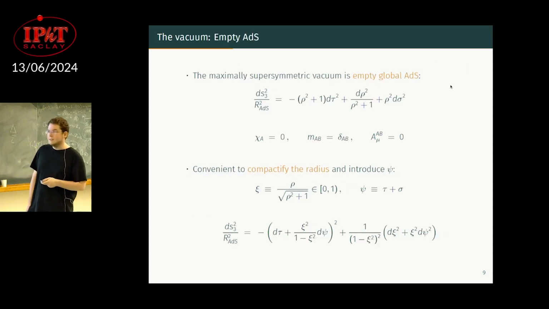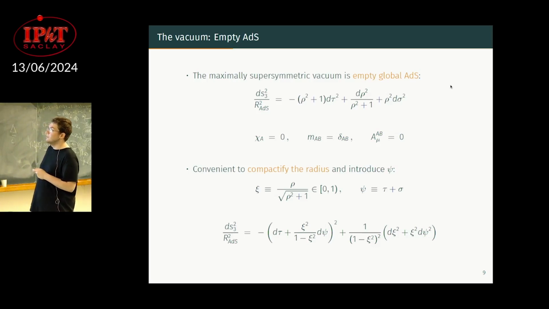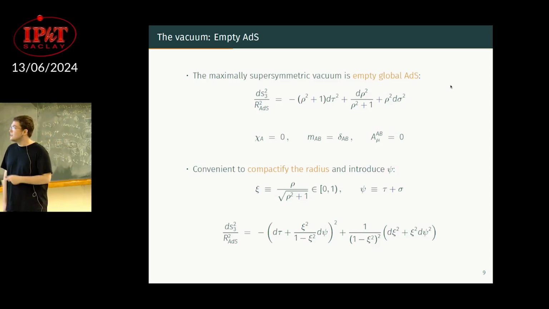So we want to understand this theory, and the way to do this is to understand first the vacuum of the theory and then the excitations. The vacuum is simply empty global AdS3. And in terms of the coordinates and the fields of the theory, it's expressed like this. So the metric is given by the standard AdS metric. The scalars chi are 0. There's no B field. The matrix M is the identity because the sphere is not deformed. And the gauge fields are 0.